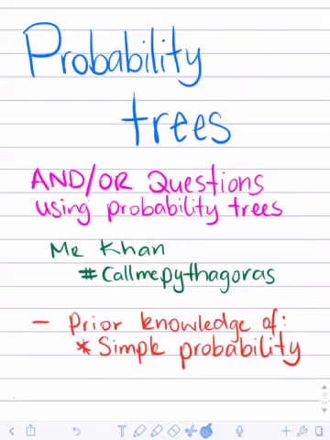If the question involves and, for example, getting a blue marble and a green marble, then you have to multiply. If the question involves or, then you have to add them. So if it was a green marble or a blue marble, then you'd add the probability of getting a green marble plus the probability of getting a blue marble.